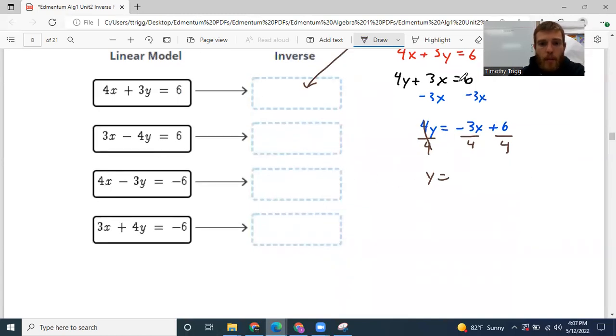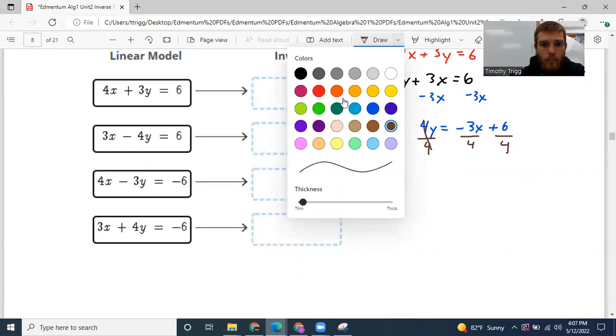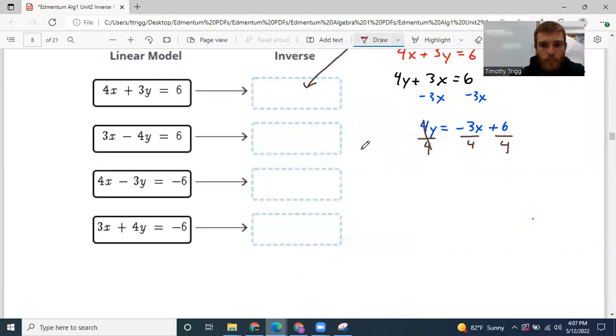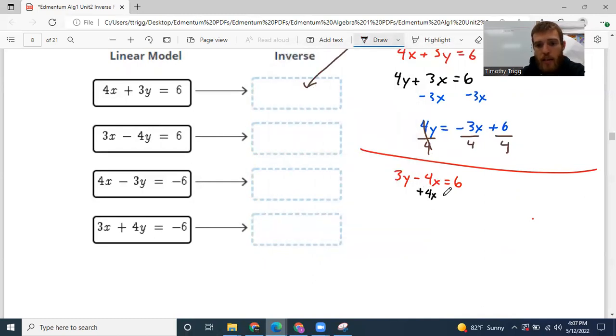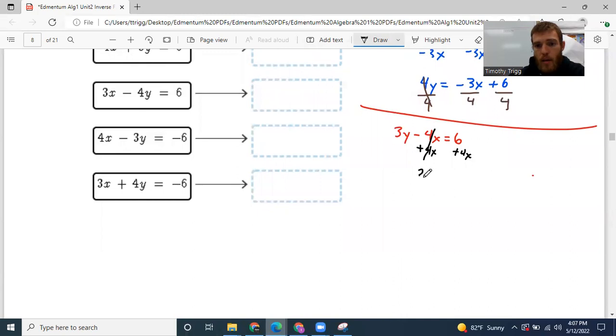Let's go ahead and try the next one. Once again, swap the positions of x and y. So this will be 3y minus 4x equals 6. And our goal, once again, is to get y by itself. So we're going to start by adding 4x to both sides of the equation, allowing me to cancel right here. This leaves us with 3y equals 4x plus 6.